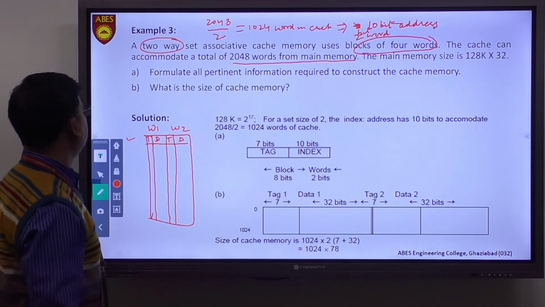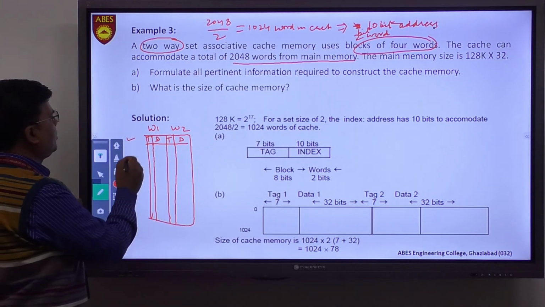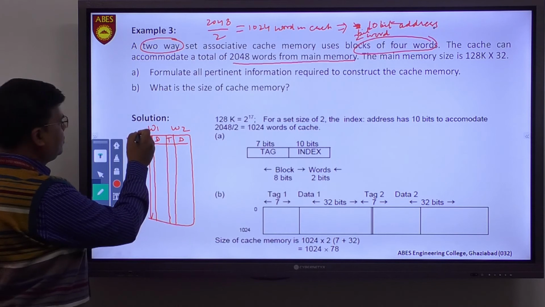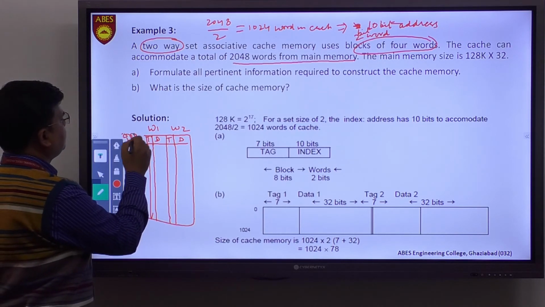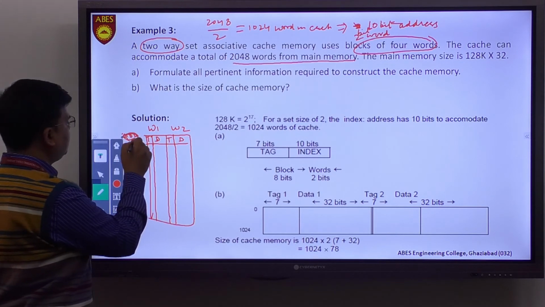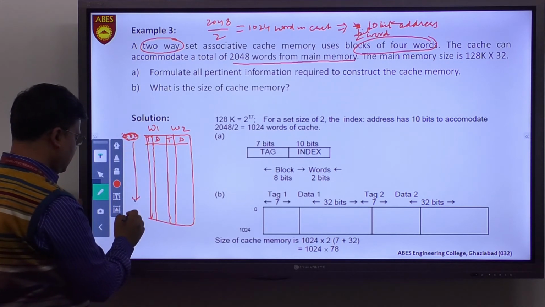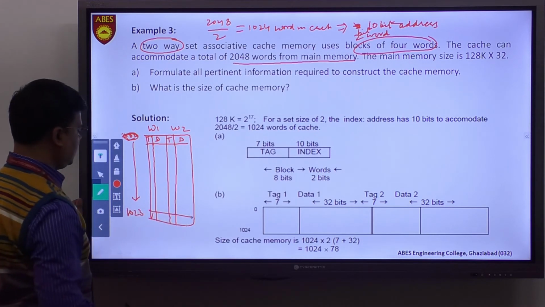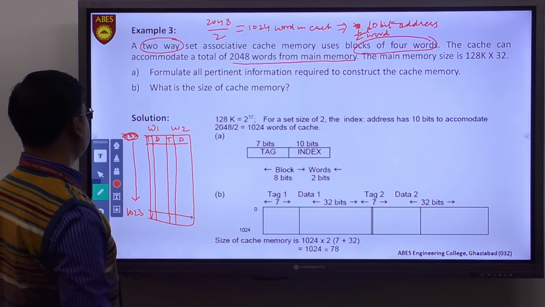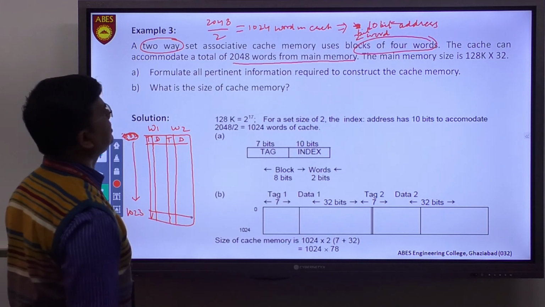That means here from 0, 0, 0, 0, that is from 0 to, I am writing in decimal number, 1023. These will be the indices. Okay. And at each index there will be 2 words of the main memory.